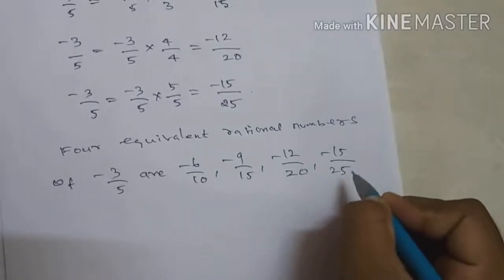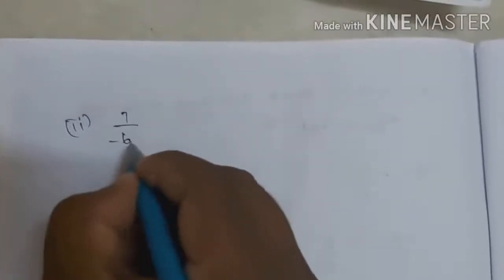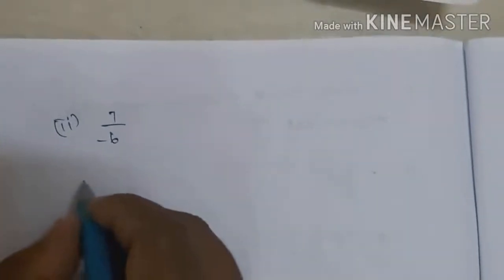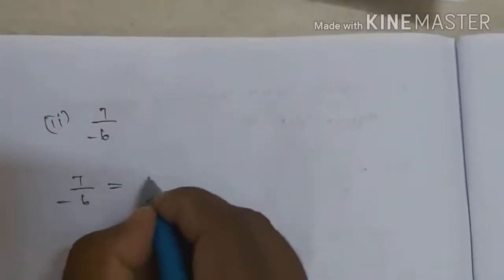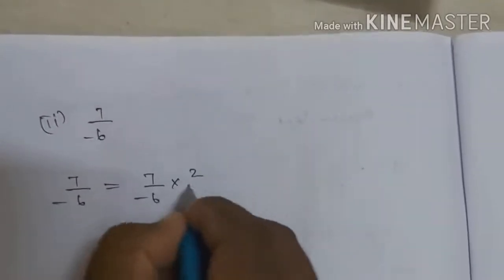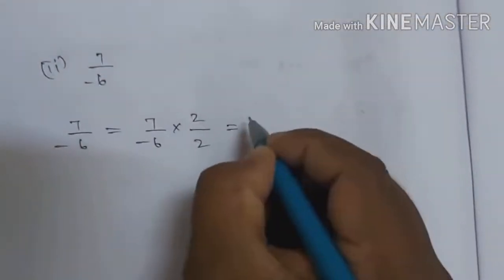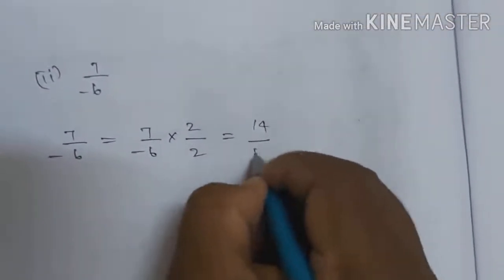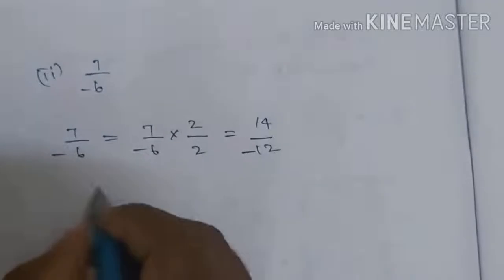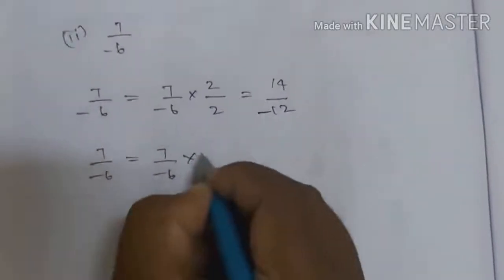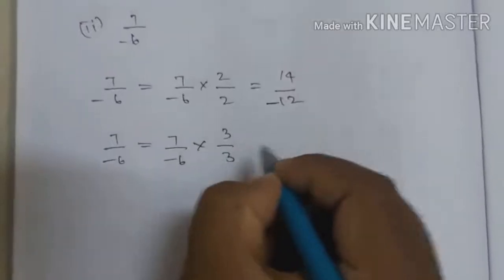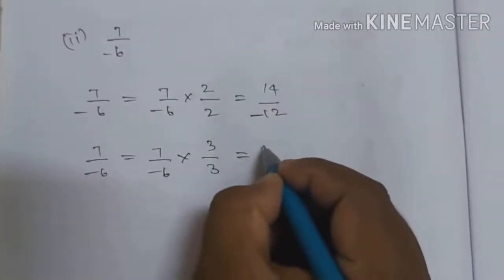Next, the second sum, 7/-6. In the same manner, multiply by 2, 3, 4 and 5. That means you commonly multiply the numerator and denominator by the same number. If you cancel, it comes back to the standard form, 7/-6. First multiply by 2: the answer is 14/-12. Second, multiply the numerator and denominator by 3: 7 threes are 21, 6 threes are -18.